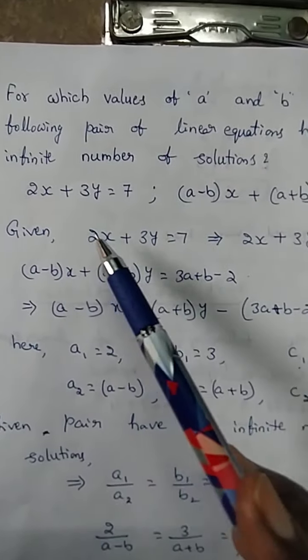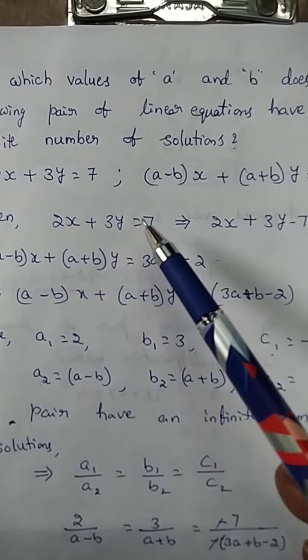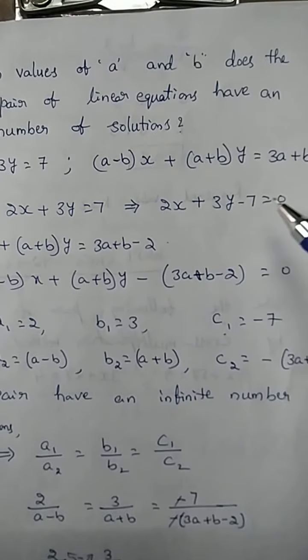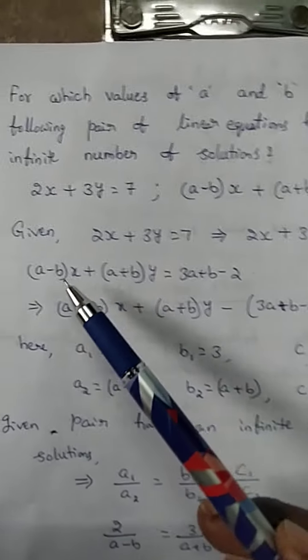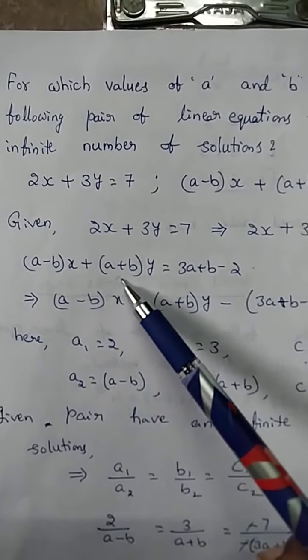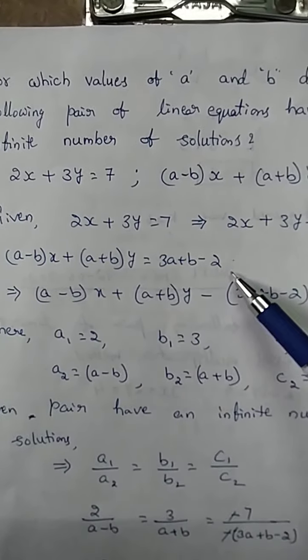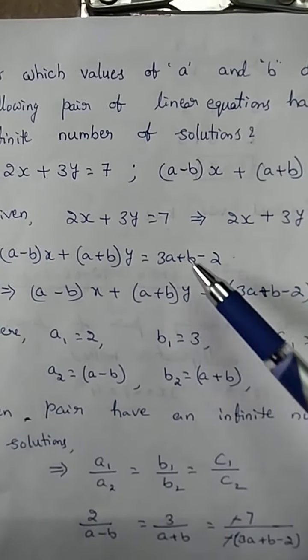Coming to this, given 2x plus 3y is equal to 7. The constant is transposed to the other side: 2x plus 3y minus 7 is equal to 0. Coming to the second equation, a minus b into x plus a plus b into y is equal to 3a plus b minus 2. That is totally a constant, there is no variable. x and y are the variables in this pair of equations, not a and b. Those are the missing values. We can find which values are to be substituted in the places of a and b, so that this pair has infinite number of solutions. That is the question. It is the totally constant value.